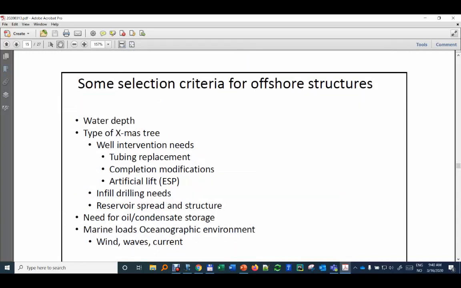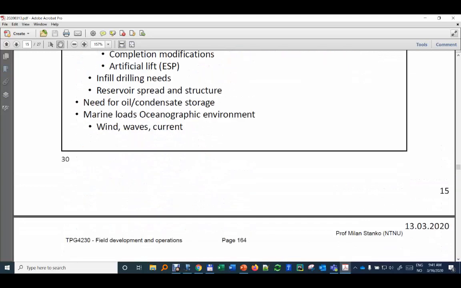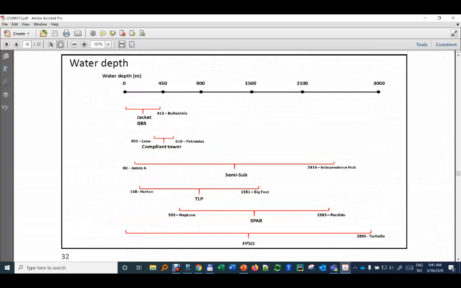And I told you we have water depth. Okay, here we see the spread of the different structures, when they are used, and we see jackets and compliant tower are limited to shallow depth. Well, shallow, but up to 400, 600 meters. Other structures like TLP can go a bit higher, to 1500 meters. And then you have spar and FPSO, which basically can cover the whole range.